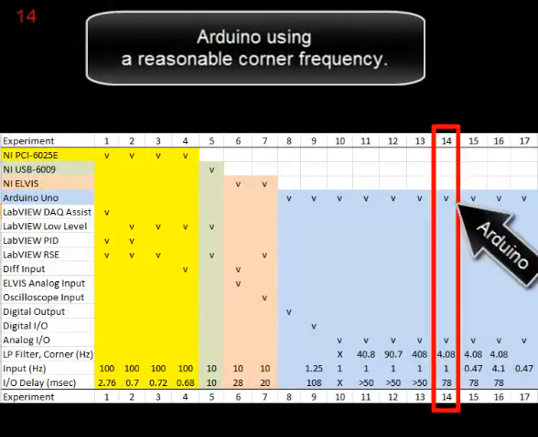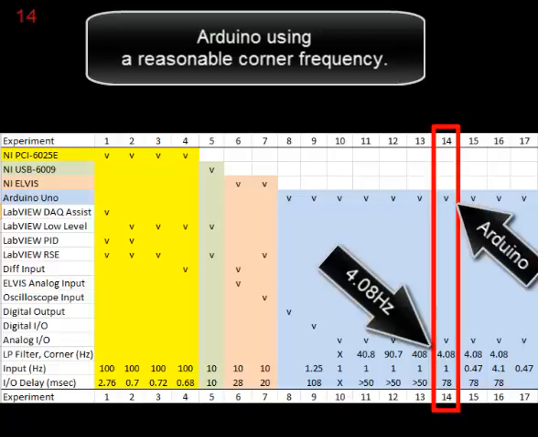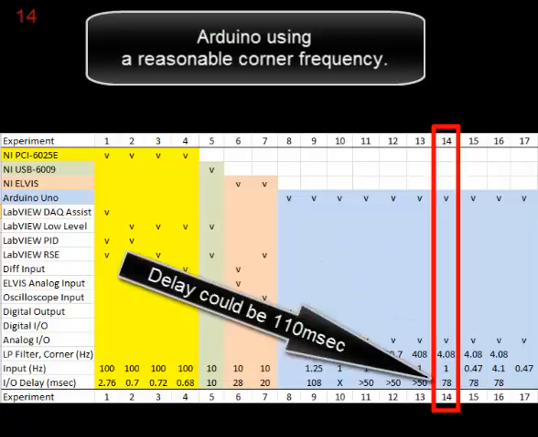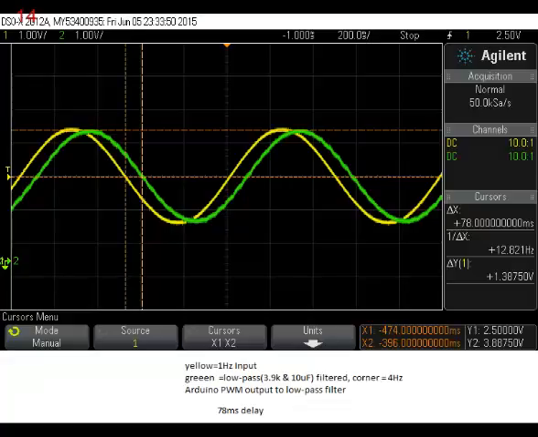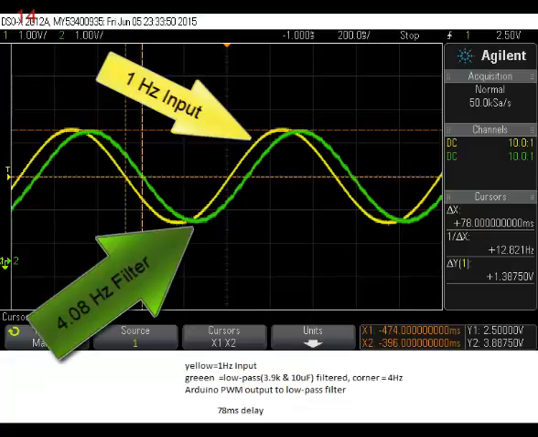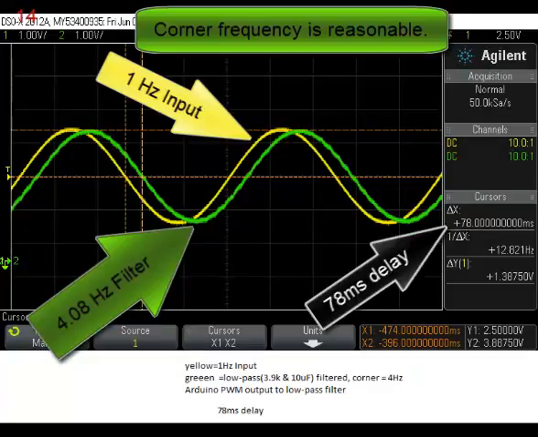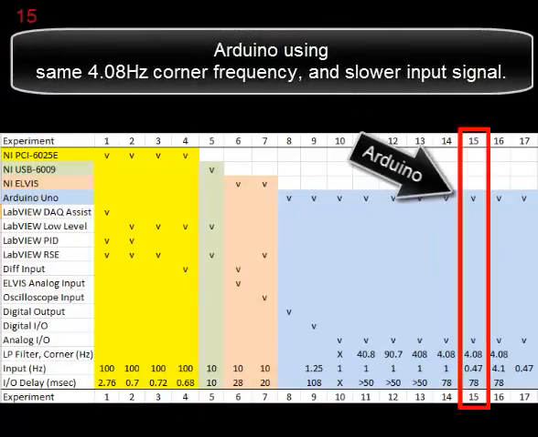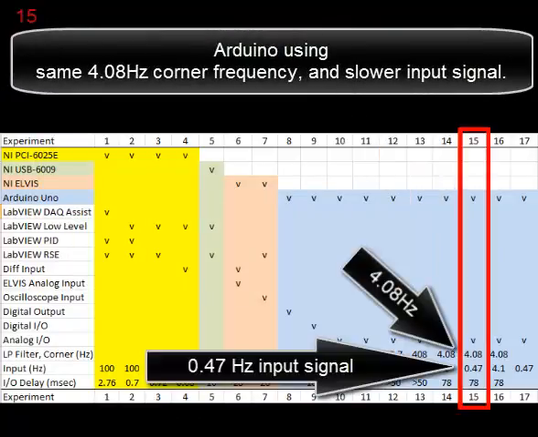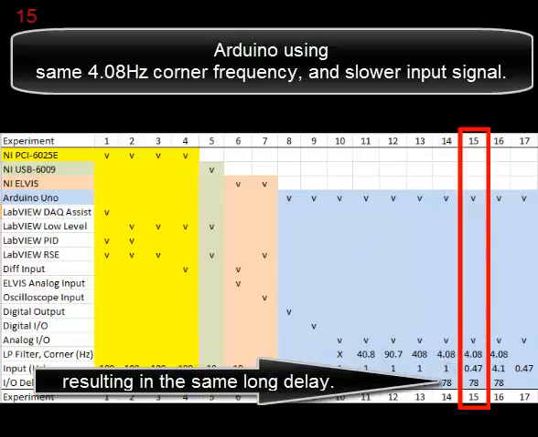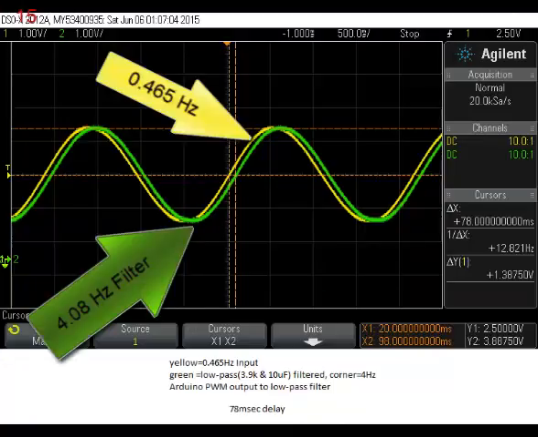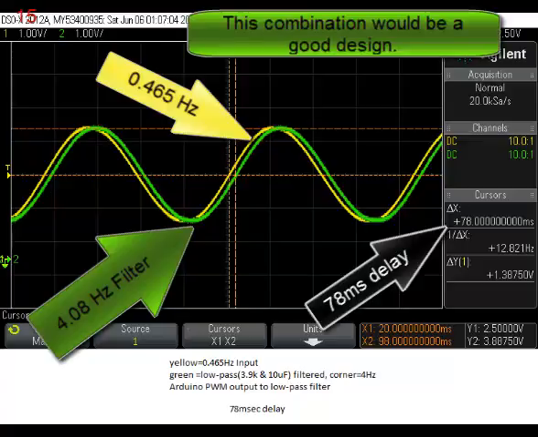Now use Arduino using a reasonable corner frequency, 4.08 Hertz, with a 1 Hertz input signal. The delay could be as much as 110 milliseconds. Here it's 78 milliseconds. The corner frequency is reasonable in this case. Arduino using the same 4.08 Hertz corner frequency but slower input signal, resulting in the same long delay. This combination would be a good design.